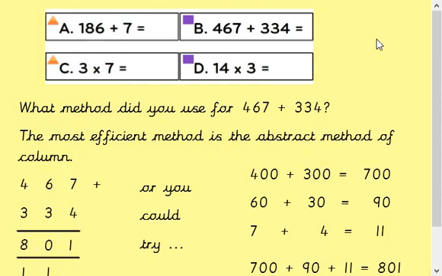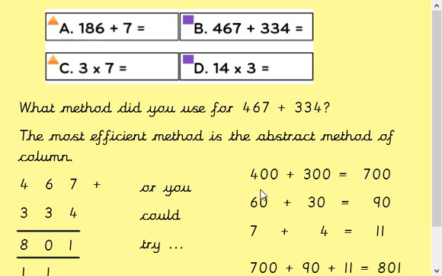The third question here, 467 plus 334. So what method did you use for this? I'm sure lots of you will have used the abstract method of column addition. That's what we've tried to build towards during the course of the year. But some of you might have even thought about, okay, what's an alternative here? And the alternative here is to use partitioning to split the numbers up.